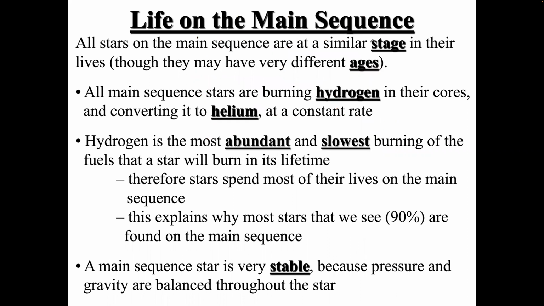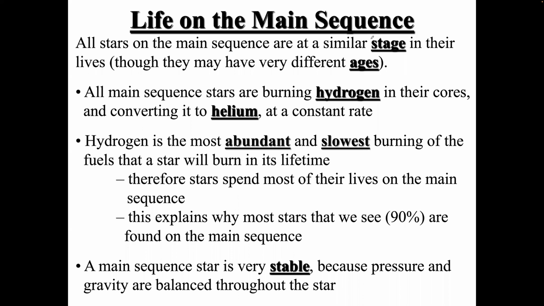Now, what is important here is that all the stars on the main sequence are at a similar stage in their lives, right? So their stage is similar. What that means is that what they are doing is similar, but they will have different ages, right? So there may be young stars, meaning the age is less, and there may be some stars that are a little bit older. However, what they are doing at present is similar. So that is the most important.